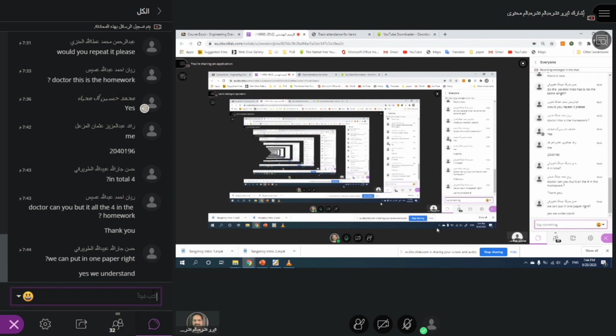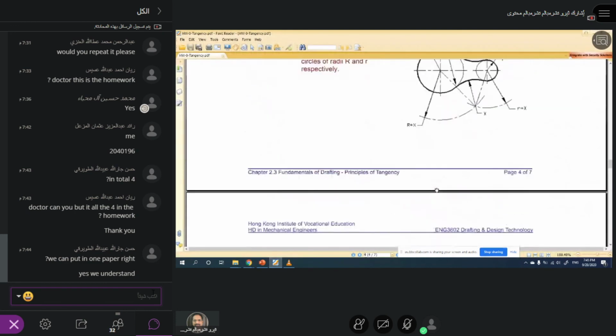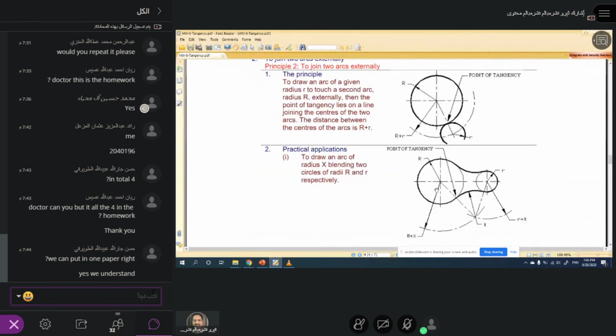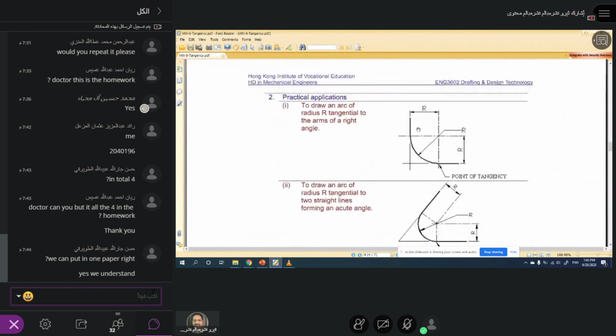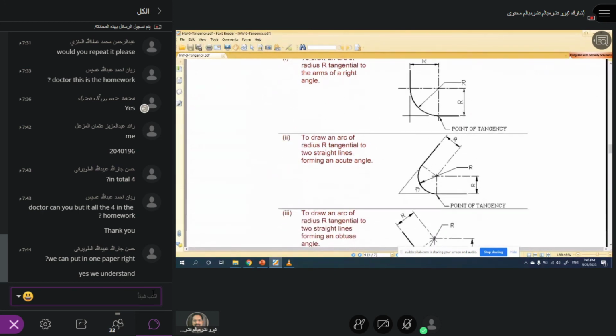So now I'm going to show you what I'm going to ask you. This is your homework. Just watch it. Can you see it, right? Yeah, you can see it. So these two we have done just now, right? To draw an arc of radius r tangential to the arms of a right angle. This is what we have done just now. And this two, the second also, we have done just now. This is 45.